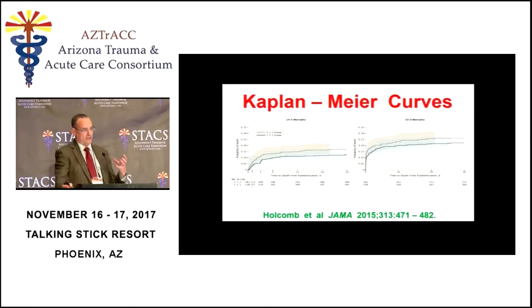Here are the Kaplan-Meier survival curves. Okay, so the important information is that this randomization, 1:1:1 versus 1:1:2, occurred until hemorrhage control was achieved. After that, the doctors could do whatever they wanted. So what do you see here?